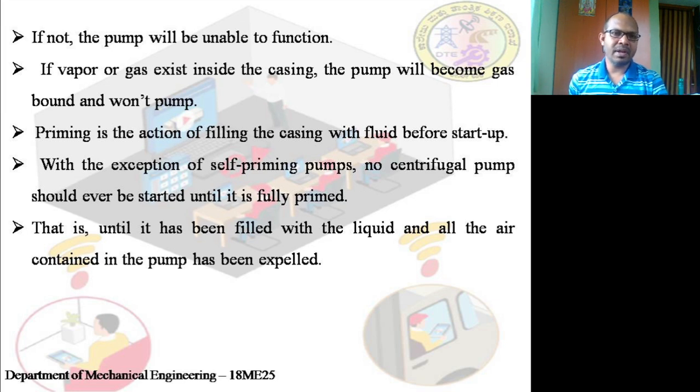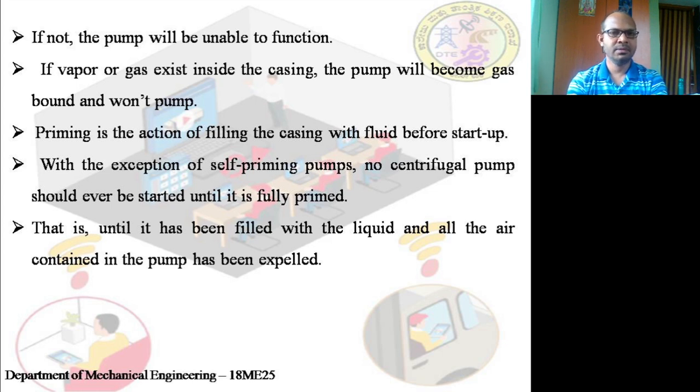If vapor or gas exists inside the casing, the pump will become gas bound and won't pump at all. It is something like, as I have already told you, a straw. You're drinking some juice, and if you have a straw with a number of holes, what happens? The air will come inside rather than the water or juice. So can you suck it effectively? No. The same thing will happen for the pump also. Is that clear? If you close the holes or remove the air gaps, then you can suck the water or liquid or juice effectively. This is small common sense.